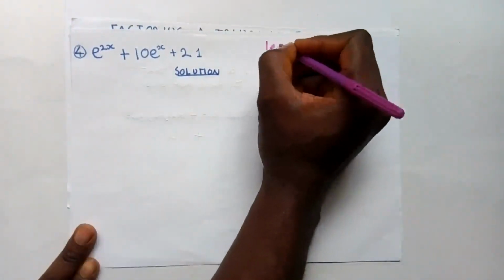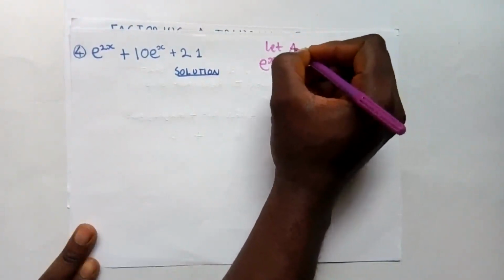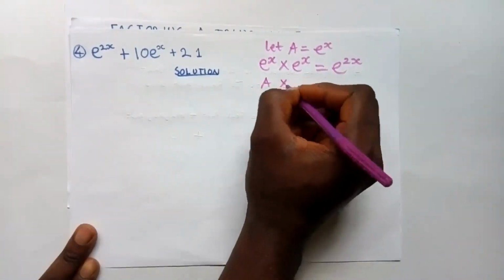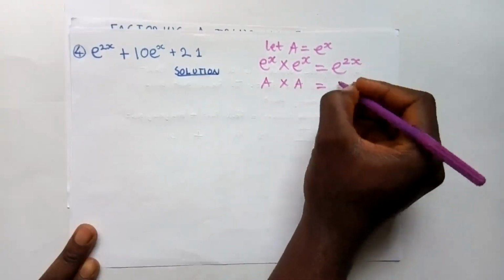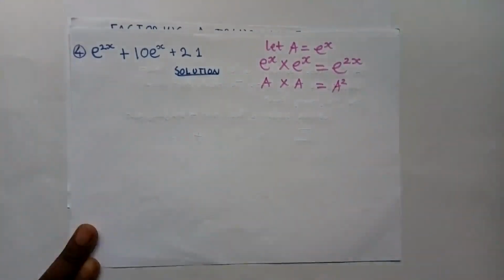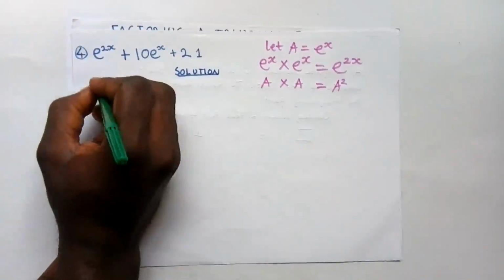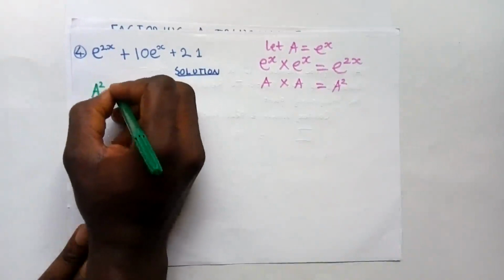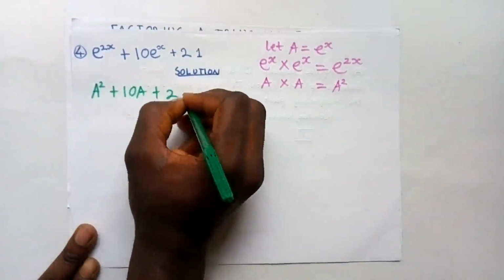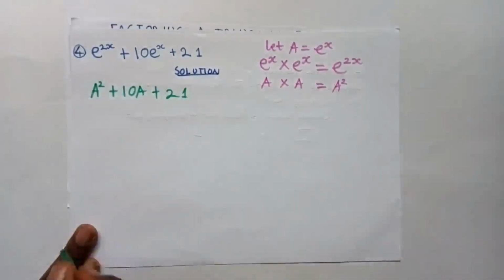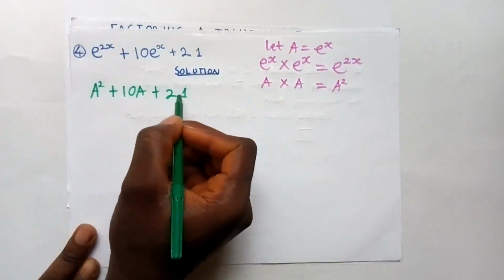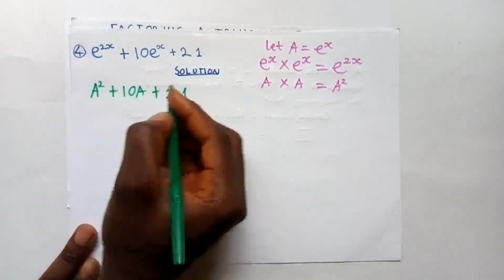So we can say let a is equal to e raised to the power x. So a multiplied by a gives us a squared. We can rewrite this polynomial in this format: a squared plus 10a plus 21. So we are looking for two numbers that when we multiply those two numbers, we are going to have 21, and when we add those two numbers, we are going to have 10.